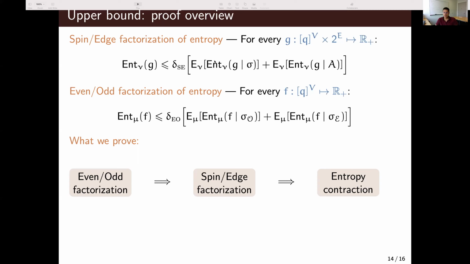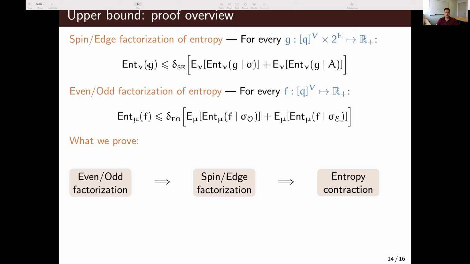We look at that entropy, but in fact, we look at the average entropy over all possible spin configurations, right? So that's what these terms mean here. And this is an analogous term, but fixing the edges instead of the spin, okay? So this is what we call a spin edge factorization of entropy.